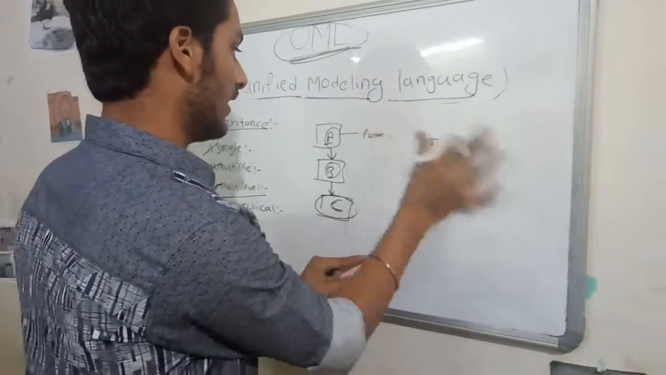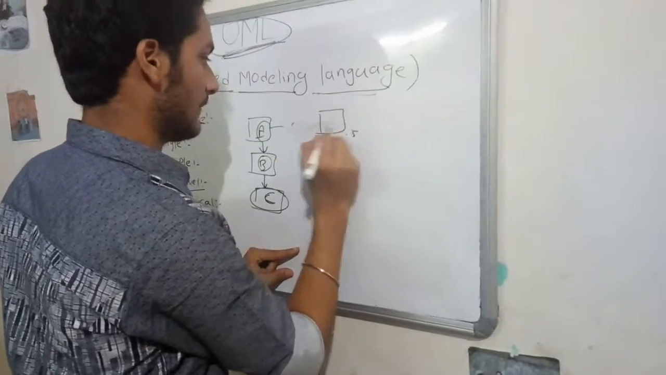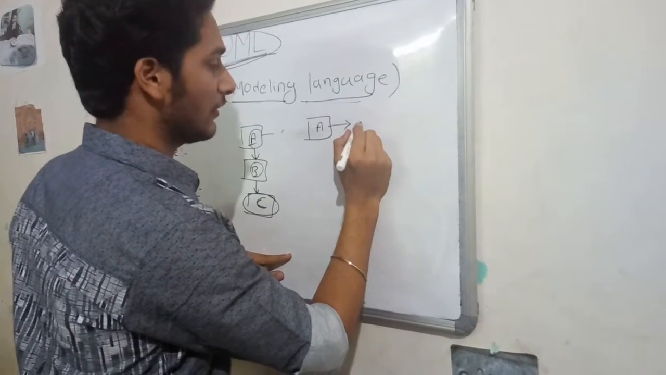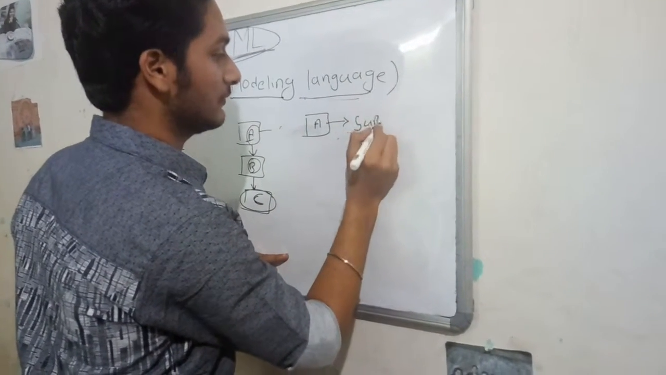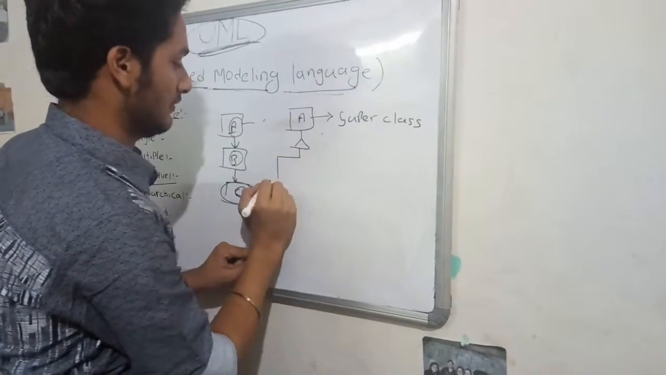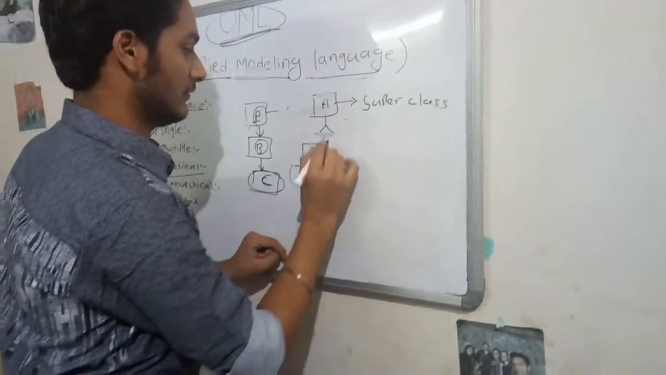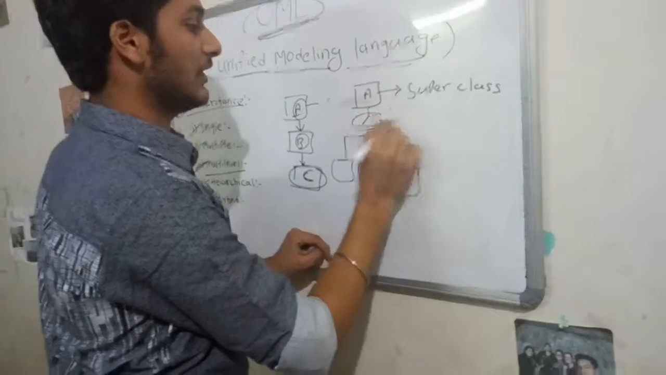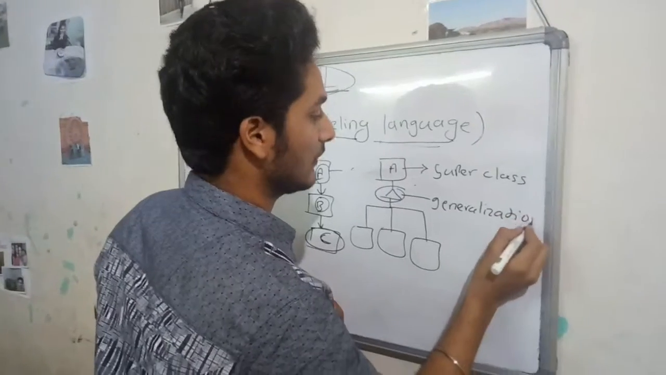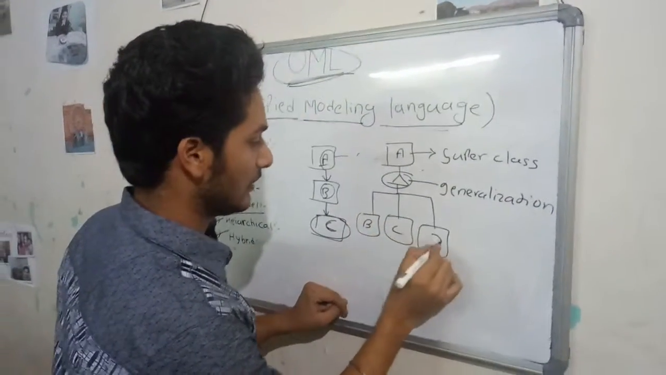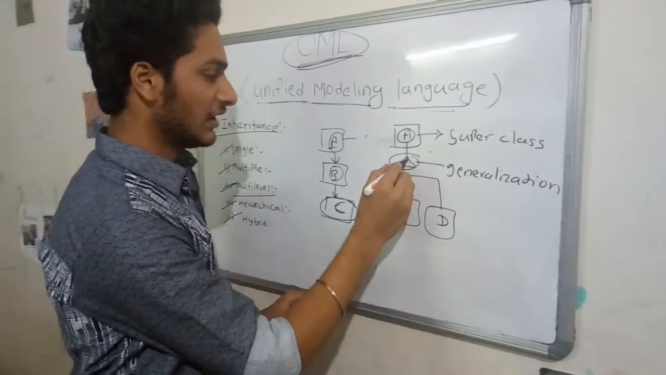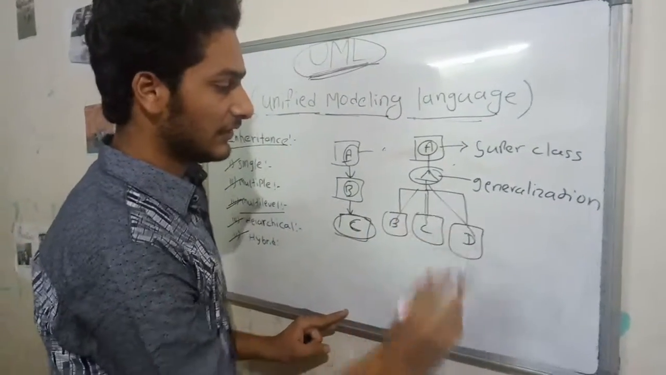The next one is hierarchical inheritance, in which we have one superclass and many subclasses. This is the sign of generalization. In this hierarchical inheritance, the properties of A are inherited by B, C as well as D.